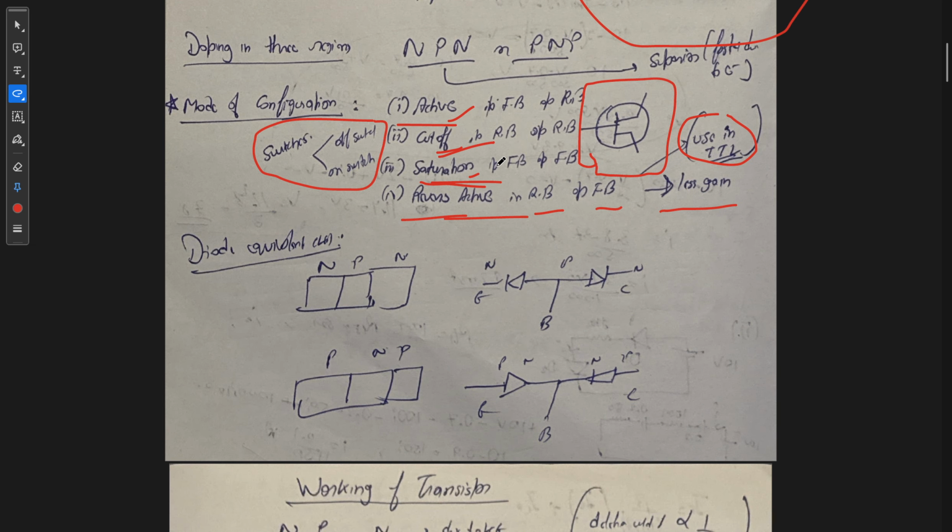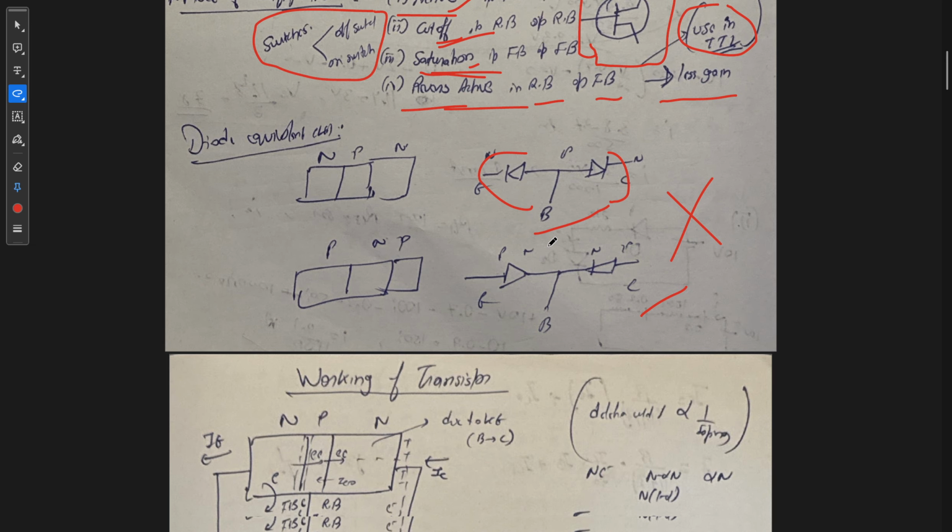BJT has a diode equivalent circuit where we can replace the BJT, or emitter, base and collector terminals, with two diodes like this. But it is not practical, as by connecting two diodes the width of the base increases, which decreases the conductivity of the BJT, so it is not practical.